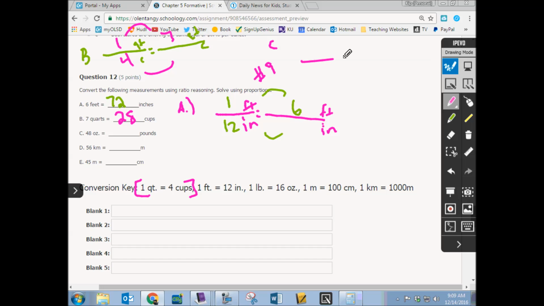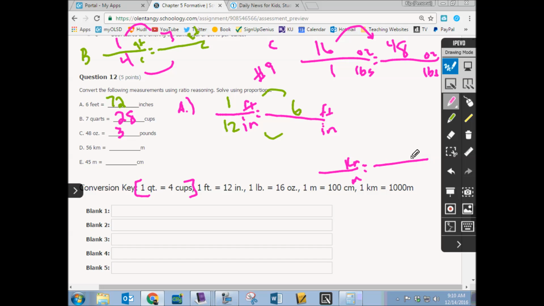Let's do letter C. Okay, I'm doing ounces to pounds. There are 16 ounces in 1 pound. I want to know for 48 ounces. If you're not sure that this is multiplying by 3, could you cross multiply and divide? Yes, you could. You would get 3 pounds. Okay, we'll do the other one over here. Here we have kilometers to meters. See how the proportion takes the thinking out of it, guys. So easy.